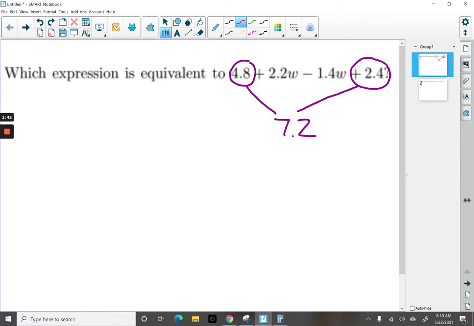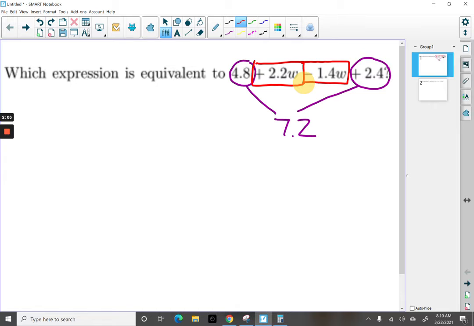And these other two terms I have here are also like terms. Now when I am drawing this out, I like to use different types of symbols. I like to circle, put boxes, underline, something that shows me that they are different. So I'm going to put boxes around these two terms right here, my terms with my w's.